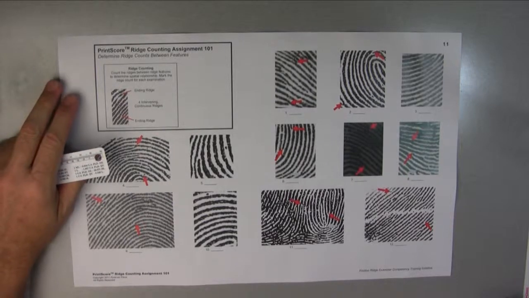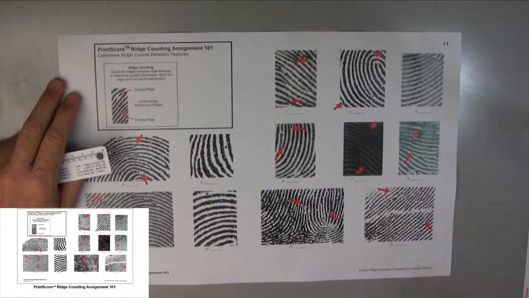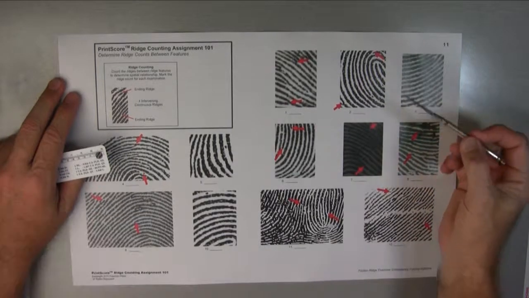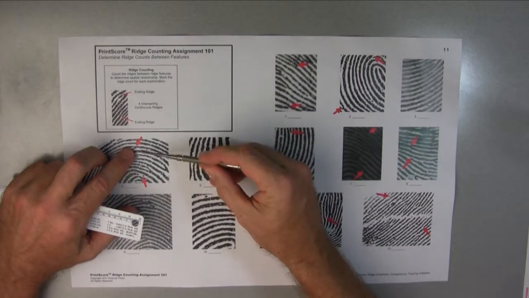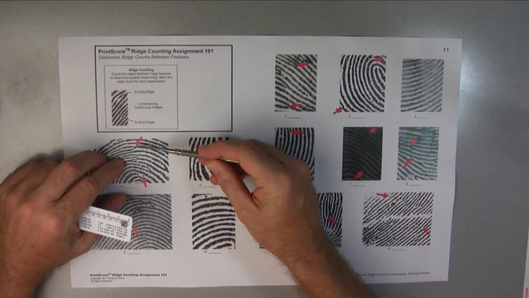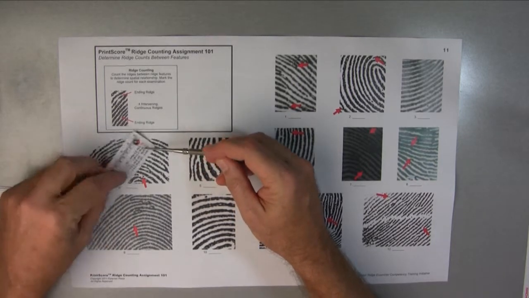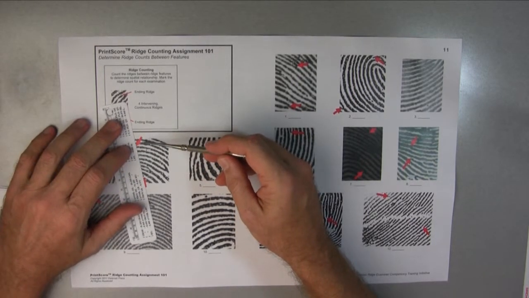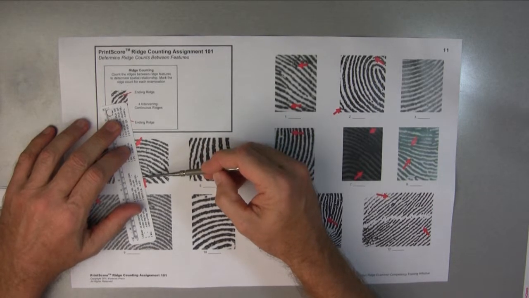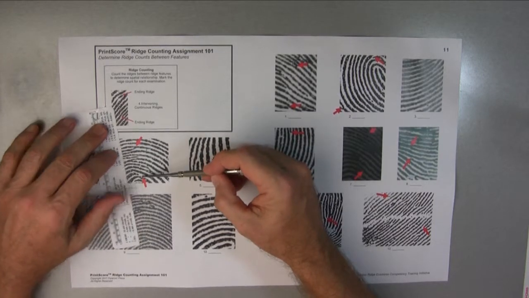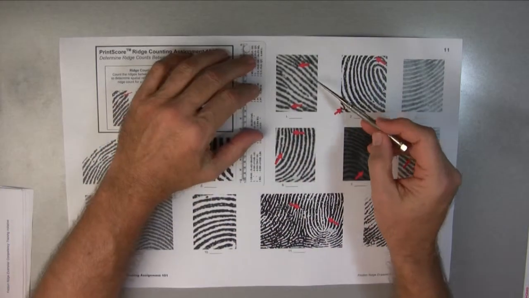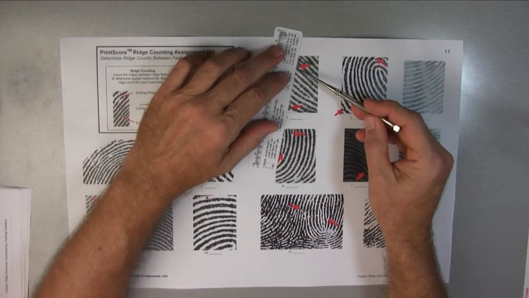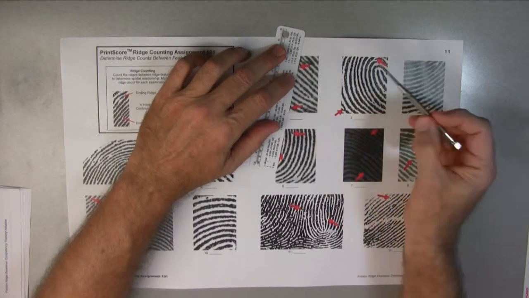Assignment number 11 will begin the ridge counting exercises, and the first assignment will involve counting the intervening ridges between the indicated arrows here. What I recommend is using your ruler and lining it up with the 2 points of the arrow, and then of course count the intervening ridges and indicate that number right below it. And well, actually this is the first one here, so just simply count the intervening ridges.